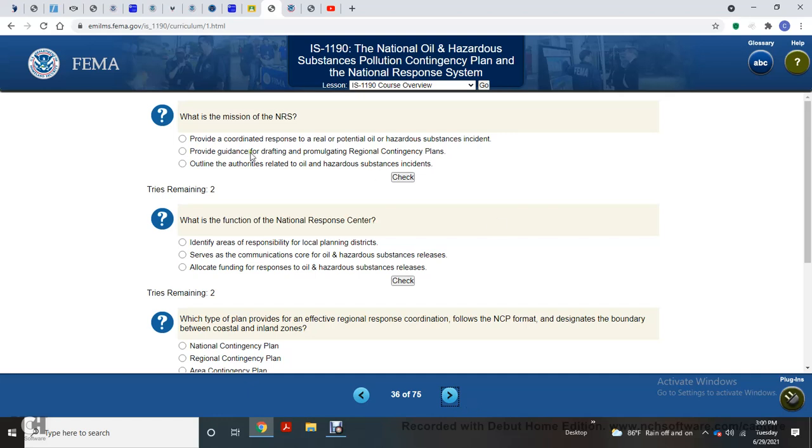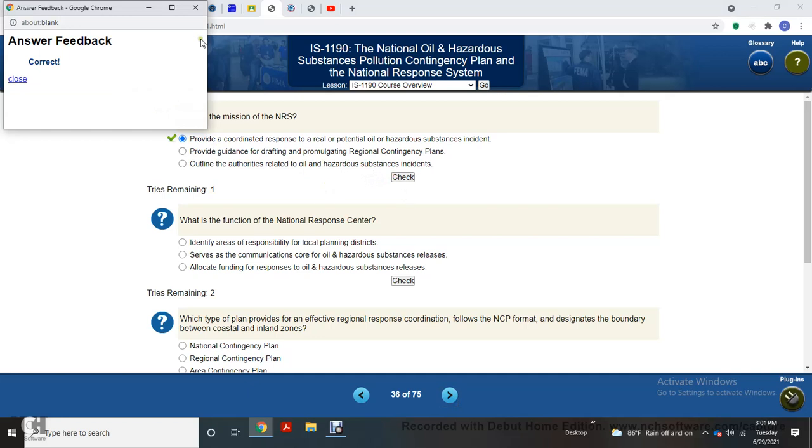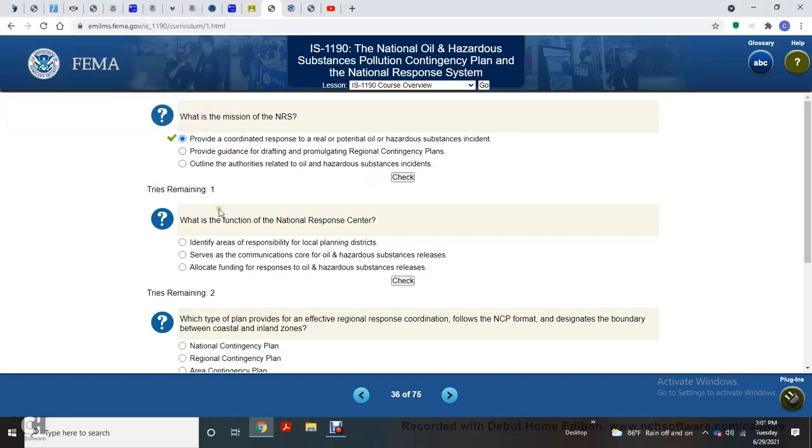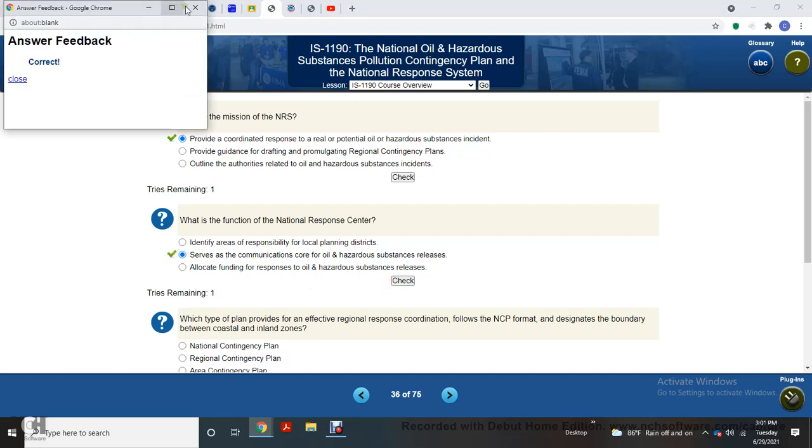What is the mission of the National Response System? Provide a coordinated response to real and potential oil spill hazards, provide guidance for drafting and promulgating regional contingency plans, and outline authorities related to oil hazards. I got that one correct. What is the function of the National Response Center? Identify areas responsible to local communities, serve as communications, and allocate funding for responses. Got that one correct.